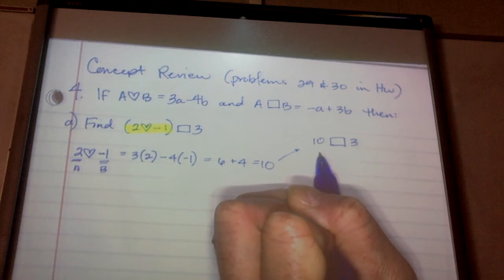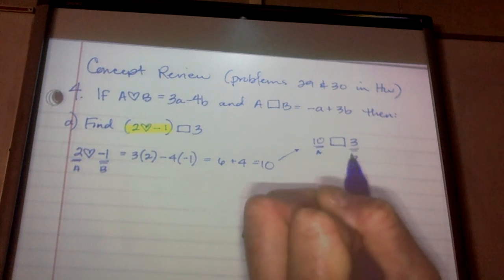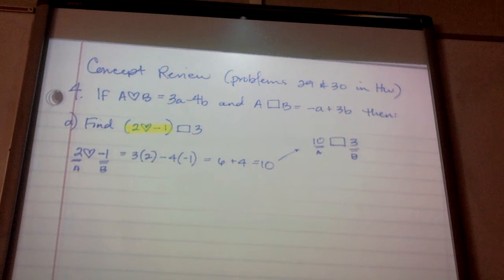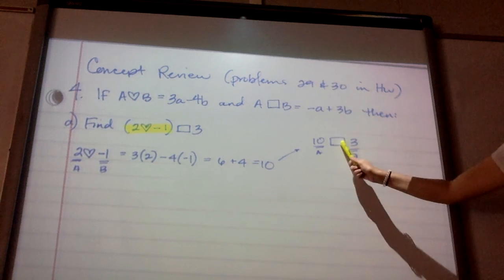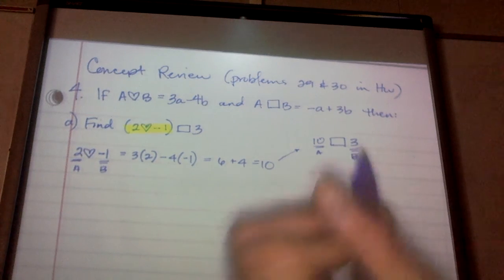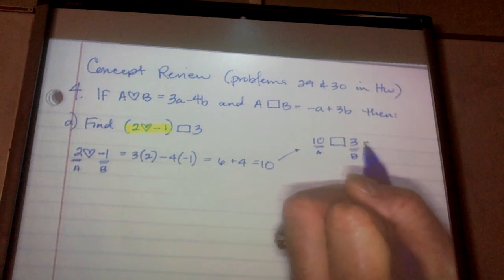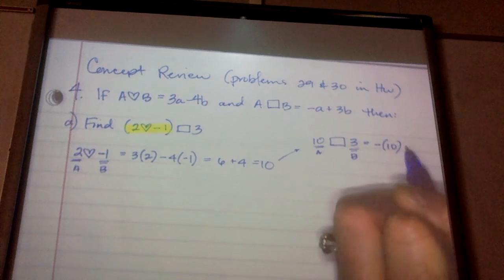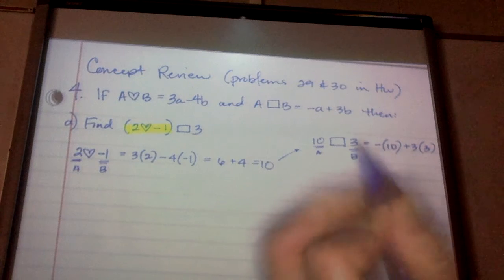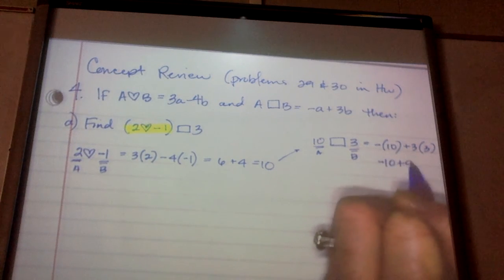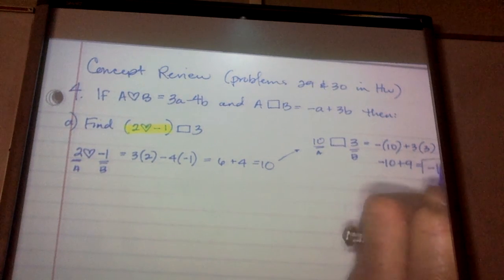This is, again, A and B. Now notice they use this A and B in both equations. So the reason I know that I'm using this function is by the shape. So now I'm plugging these numbers into the rectangle function. So negative 10 plus 3 times B and I get negative 10 plus 9, which equals negative 1. So the answer would be negative 1.